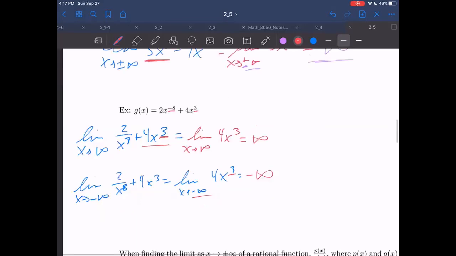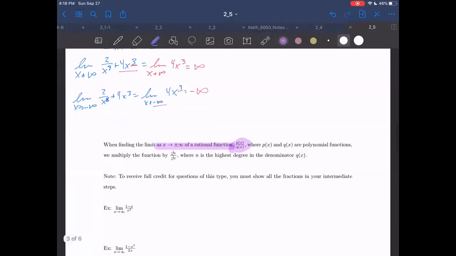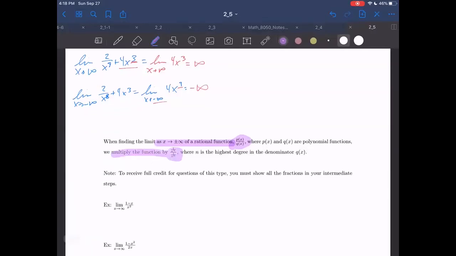All right, when we're finding the limit as x approaches either positive or negative infinity of a rational function, that's a function where a polynomial is divided by another polynomial, our first step is always going to be to multiply the function by 1 over x to the n over 1 over x to the n, where n is the highest degree in the denominator. Something to remember: in order to receive full credit for this type of question, you've got to show all the fractions in your intermediate steps.